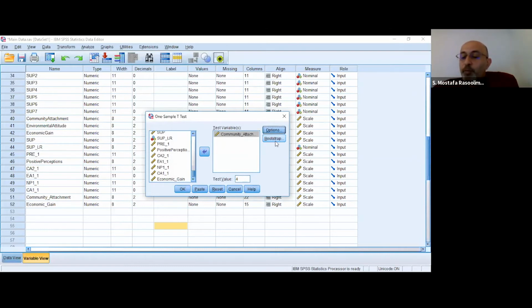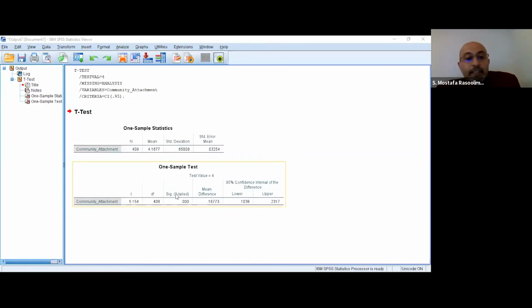Now we escape from this bootstrap, but I will explain the meaning of bootstrap later. Click on OK. This test is two-tailed, right? The t-value now is 5.154, so it's higher than 1.96. So the p-value is lower than 0.05.